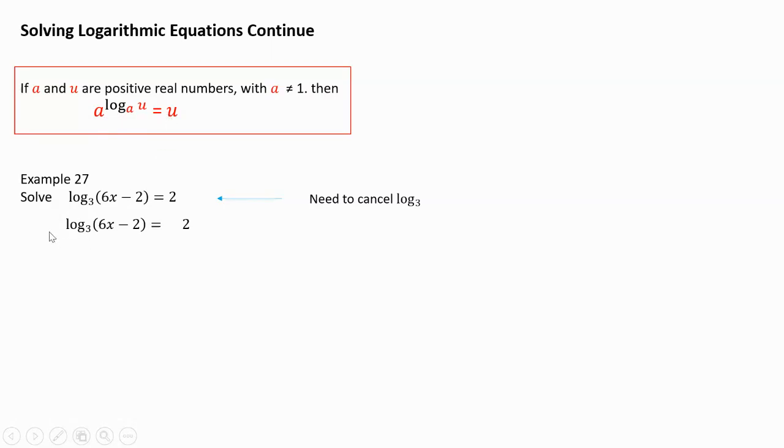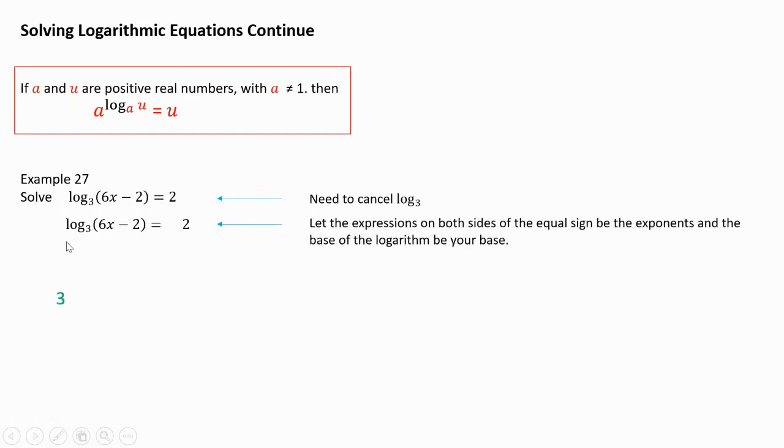So let me show you how it works here with numbers. We have the base is 3, so we're going to put a big 3 on both sides. So the expression on either side becomes the exponent. By applying the rule here on top, the 3 raised to the log of base 3 is equal to 1. So we just bring down the 6x minus 2. And then 3 squared is equal to 9. Now all we do is solve for x.